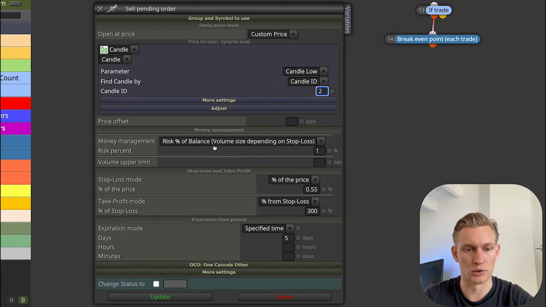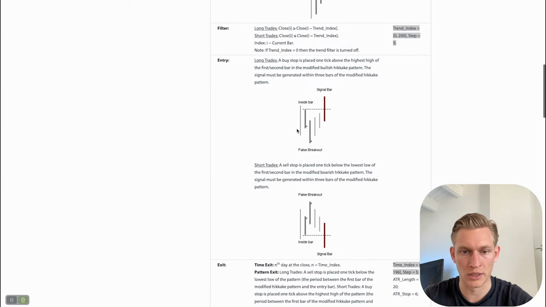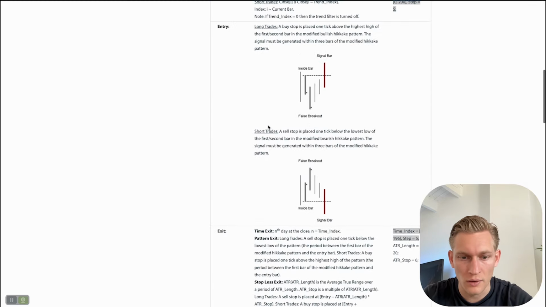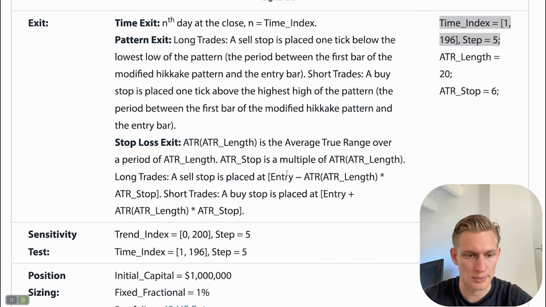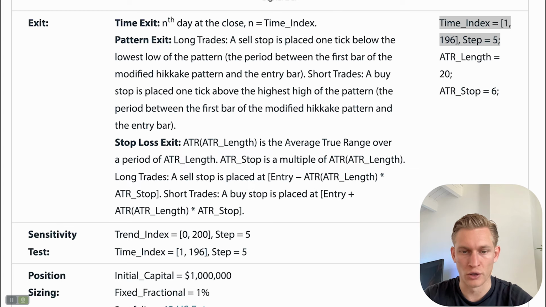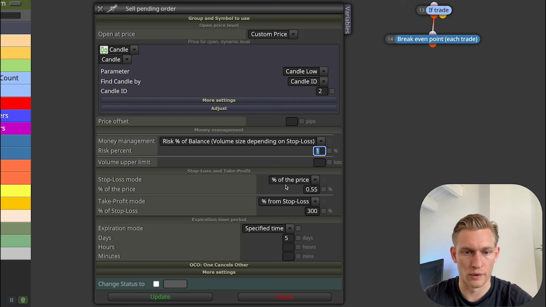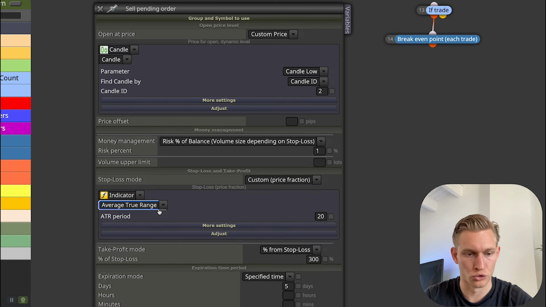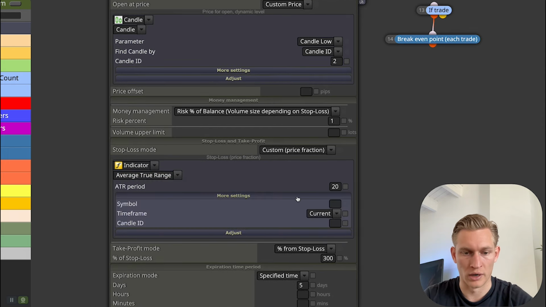Then money management, I just want to take my stop loss and calculate like 1% risk of my account. Then the stop loss mode. So if we go to what is he or she using on the stop loss, you can see here stop loss ATR. So the average true range over a period. So we are using the ATR and then ATR length 20, you can see here. So okay, that is all the information we get. That's totally fine. What we can do is go to price fraction and an average true range. I already selected that. You can use whatever you want, but right here, ATR period 20, and that's about it.